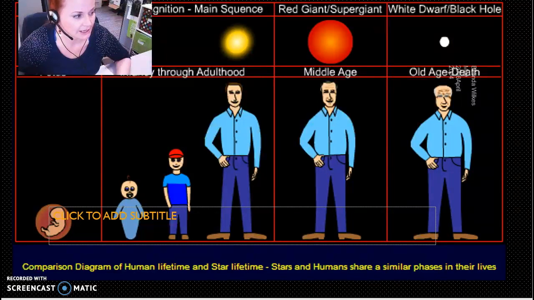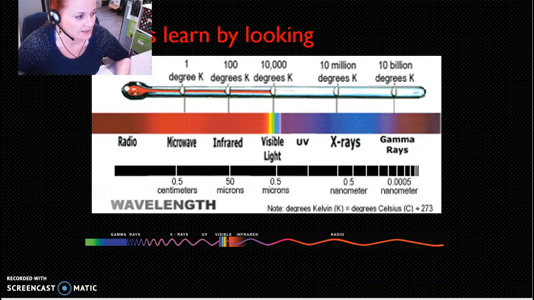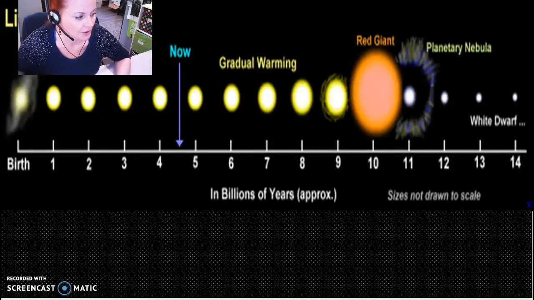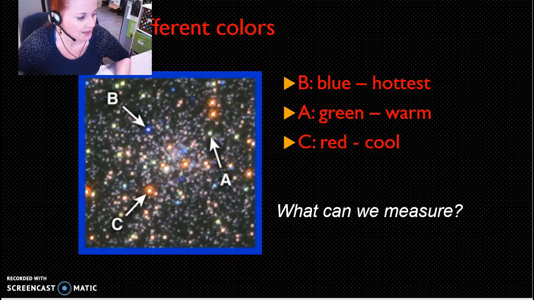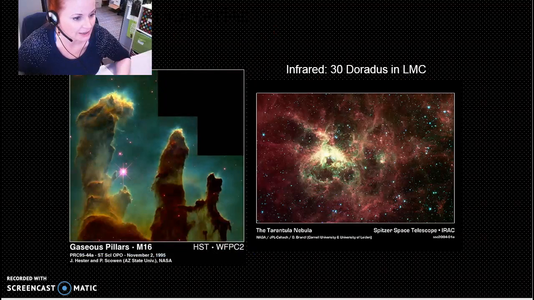First of all, let's revisit the idea of a protostar, and I'm going to skip ahead just a minute here. Where the heck am I? My eyes are adjusting to this bright light.